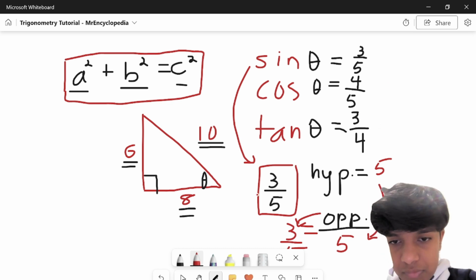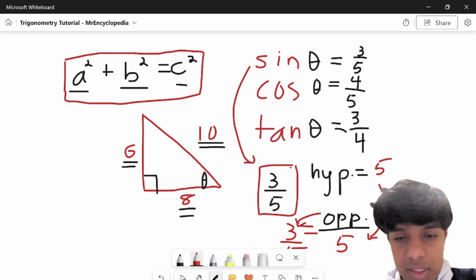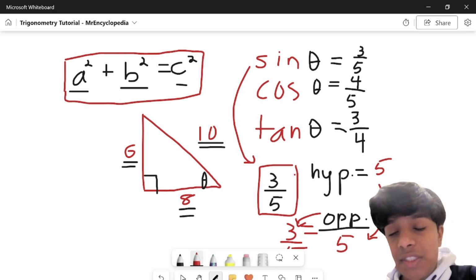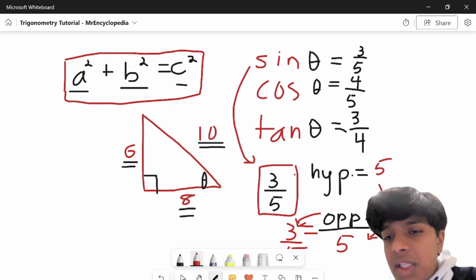Okay, so now let's see here, we have another example. And this example is actually almost the inverse of what I just talked about. Usually you'll be asked to find what the sine of theta, cos of theta, or tan of theta is. But let's give you an example where they give you sine of theta.